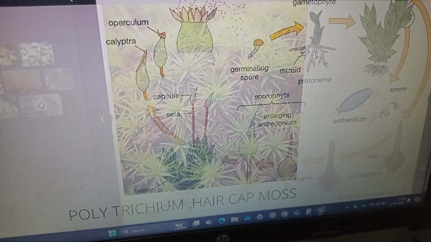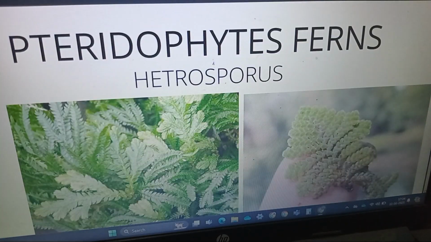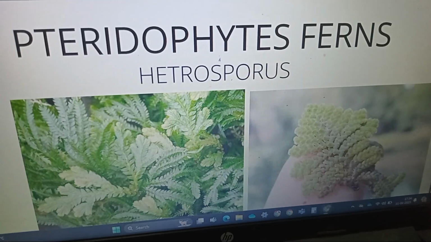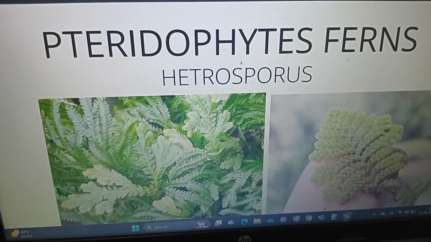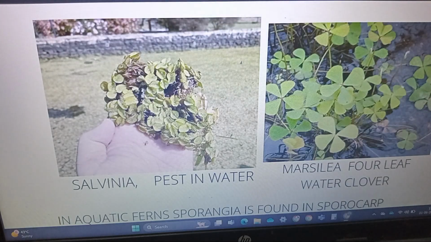Now we come to the next, that is the Pteridophyta. The Pteridophyta includes 4 classes and 2 groups. The groups are Heterosporous and Homosporous. The Heterosporous are Selaginella and Salvinia, which I will deal with later on, that is what the heterosporous condition is.